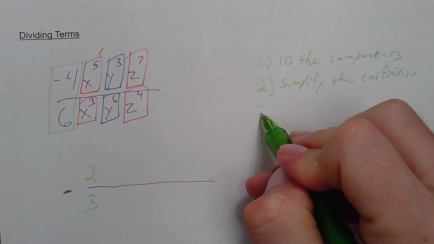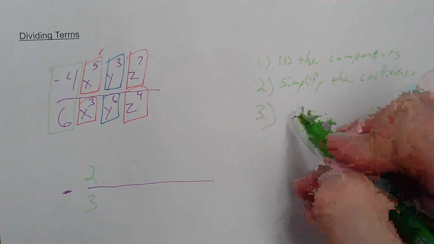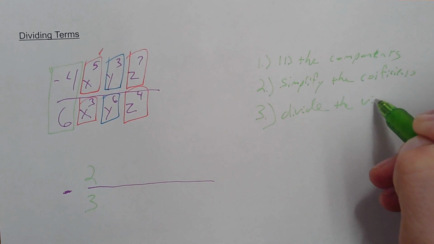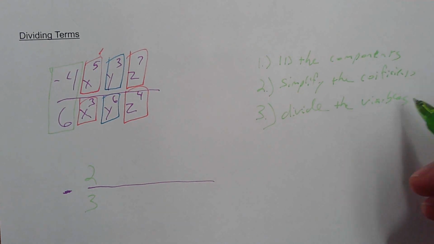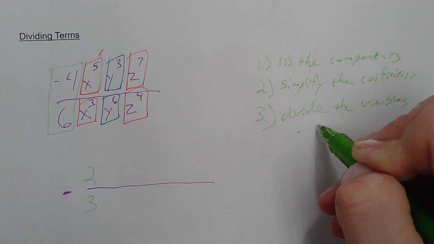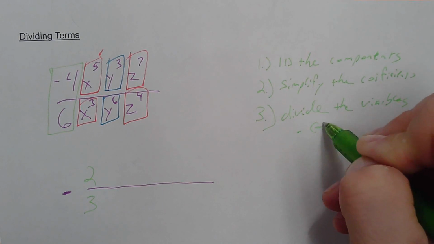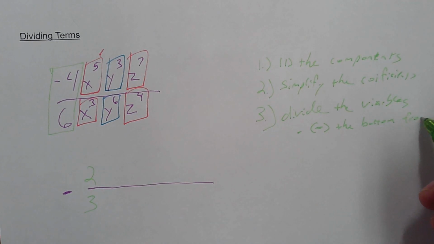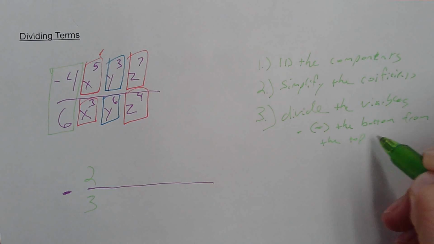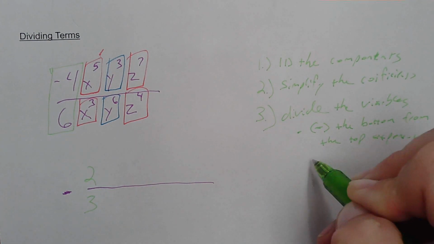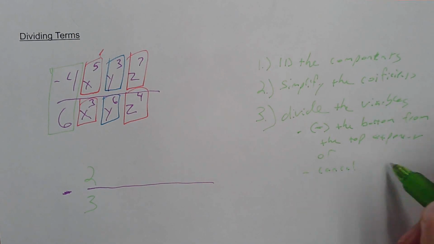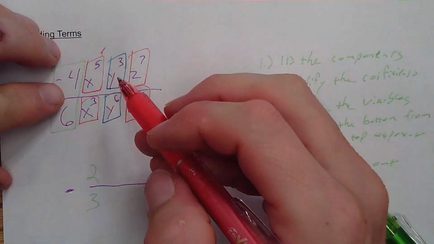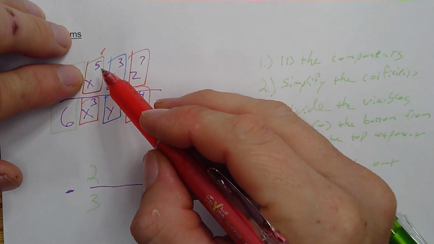All right. Now we can do number 3. Step 3 is going to be divide. D-I-V-I-D-E, divide the variables. And that's going to be subtract the bottom from the top exponent, or cancel out. Whatever way you want to look at it, okay? So I like to cancel out, but I'll show both ways, all right?